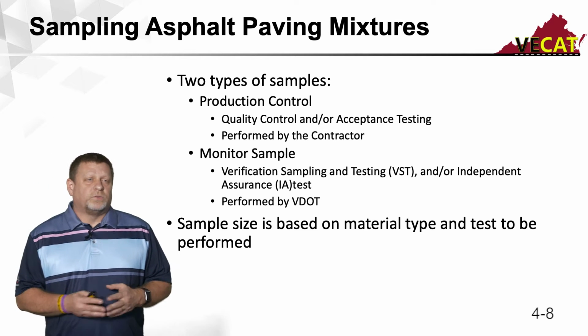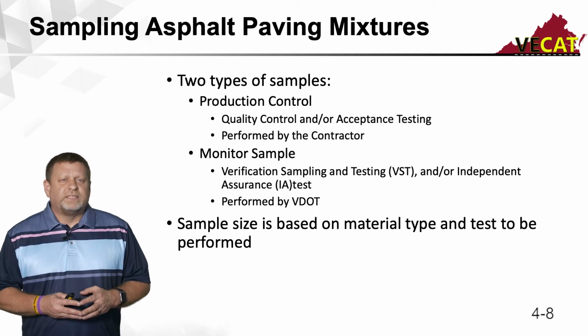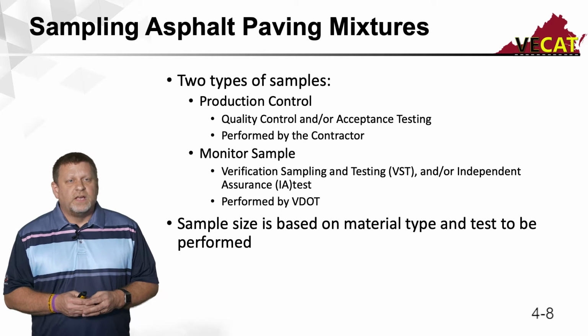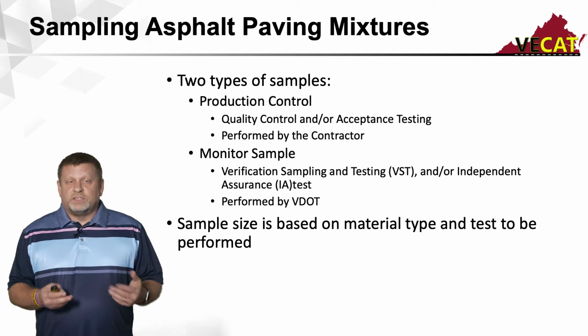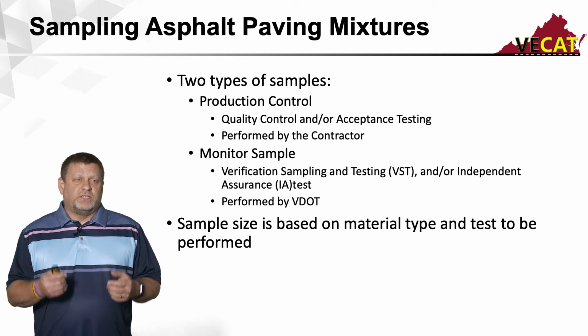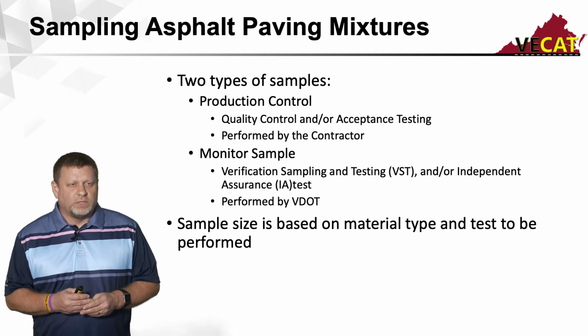There are two types of samples. One is for production control, which is basically your quality control and acceptance testing. These are performed by the contractor. This is basically your furnace burn, your gradation, and the testing that they're going to be responsible for.